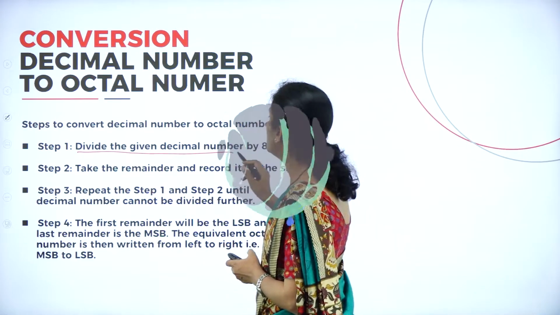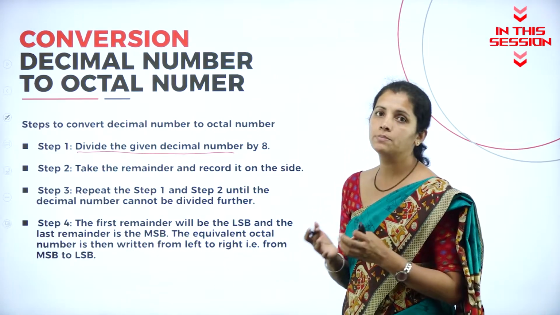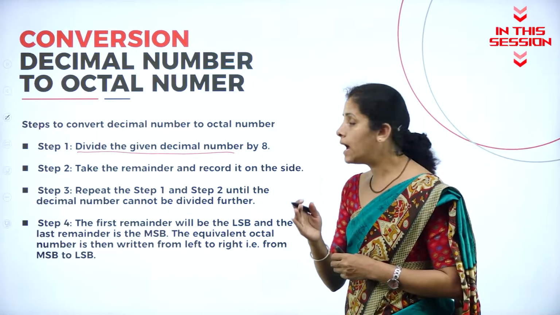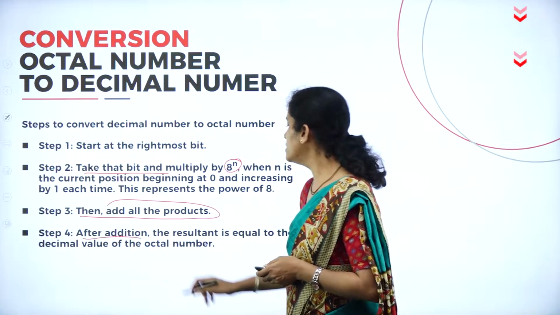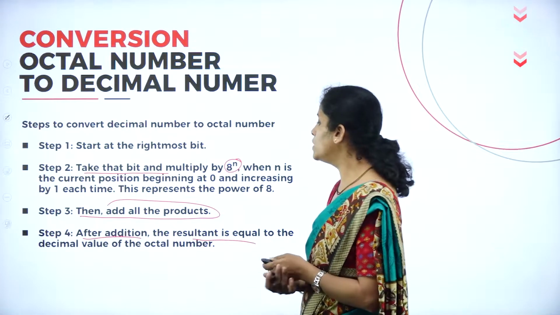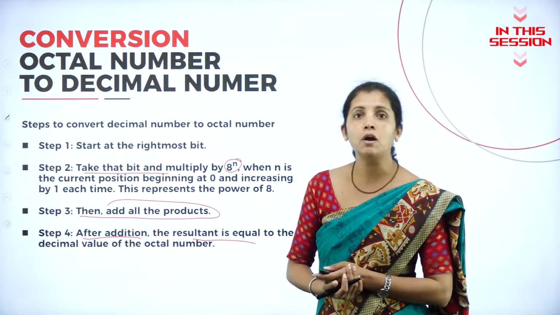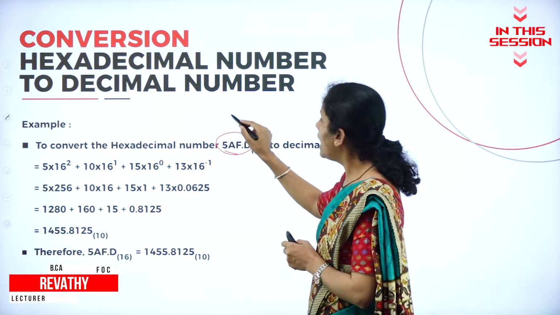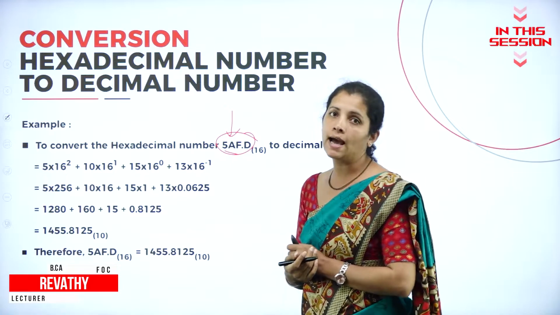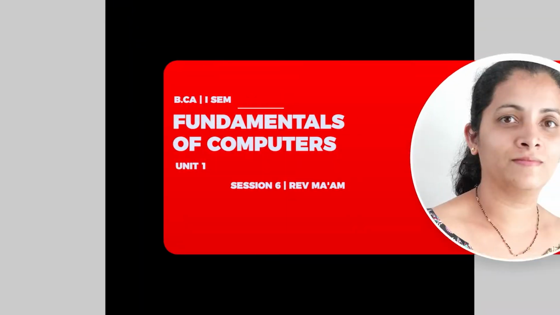I'm going to divide that number by 8. So whatever the decimal number I'm having, for that I'm going to divide that number by 8. After addition, the resultant is equal to the decimal value of the octal number. And if I consider this example, I have integral part as well as fractional part.